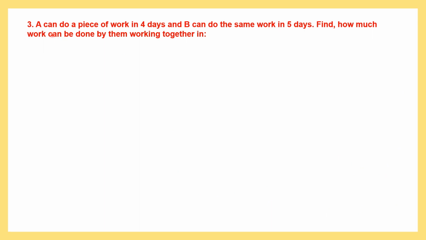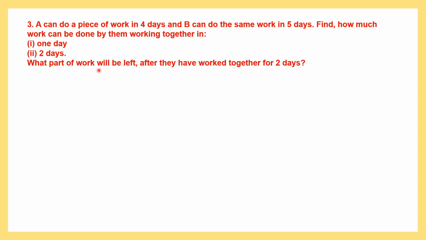Question 3. A can do a piece of work in 4 days. B can do that same work in 5 days. Find how much work can be done by them working together in, first question is 1 day. So A can do a work in 4 days, B in 5 days, together in 1 day, how much can they do? That's the first question. Second, in 2 days, how much can they do? Third question, what part of the work will be left after they have worked for 2 days? So first we do for 1 day, then we do for 2 days, and then we are going to find out after these 2 days, how much of work is still left.